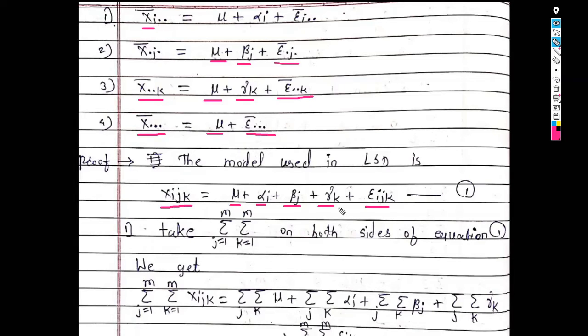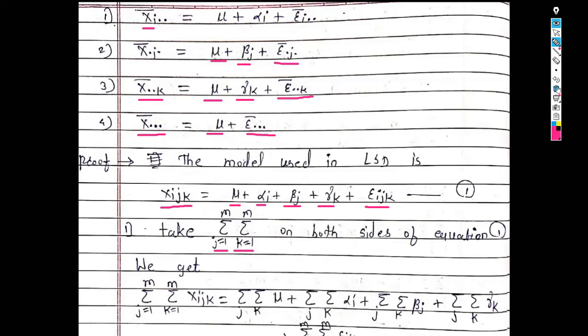In the LSD model we have three assumptions. What are the assumptions? The first assumption is summation of alpha i over i is 0. The second assumption is summation of beta j is 0, and the third assumption is summation of gamma k is 0. Now we want to prove our first statement. To prove it, let us take summation over j and summation over k on both sides of this equation 1, that is, the LSD model.